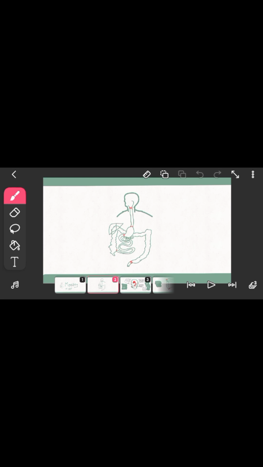Today we'll be looking at the motility of the GI tract. So this is the physiology of the movement of food from the mouth down to the anus and into the toilet or whatever.